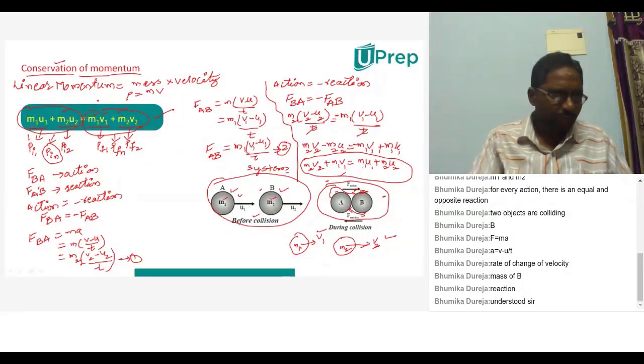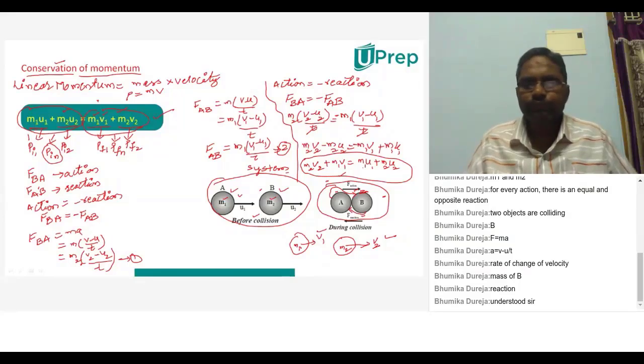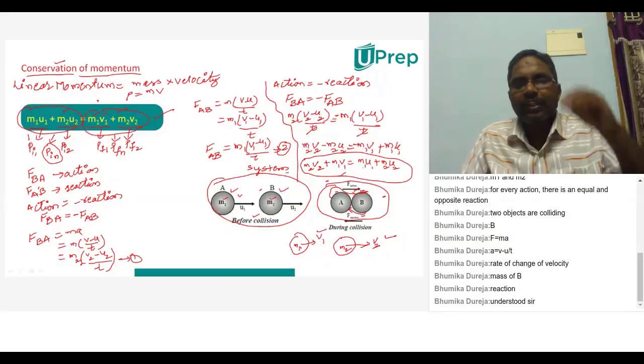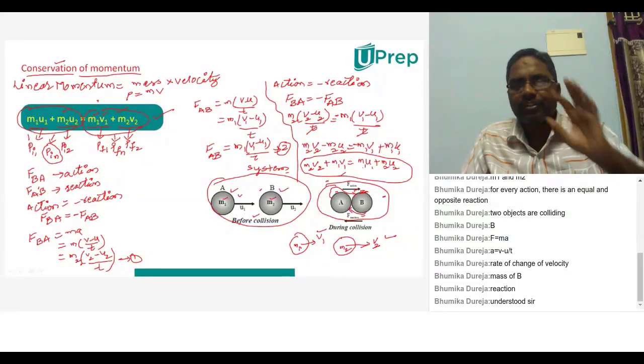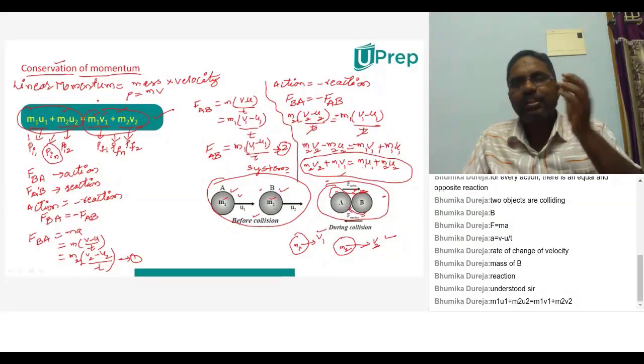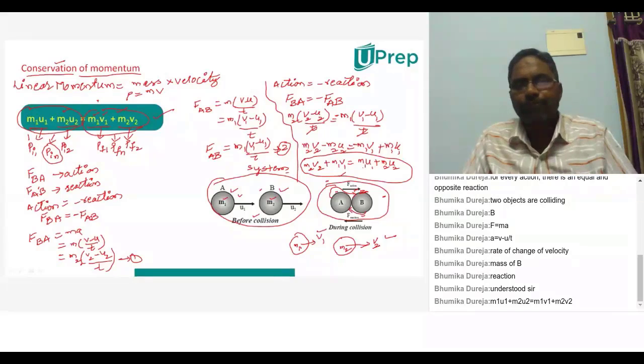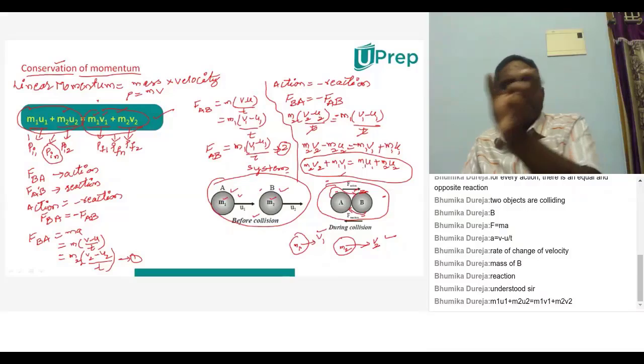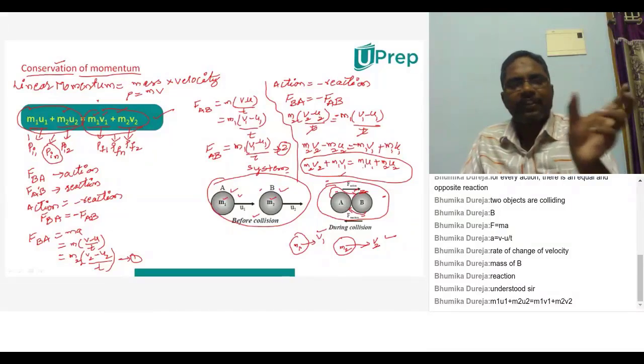Tell me what is M1 U1 plus M2 U2? M1 U1 plus M2 U2 is nothing but it is the total momentum of a system, the initial momentum of a total system. And what is M1 V1 plus M2 V2? It is the final momentum of a total system. So initial momentum of a system will be equal to final momentum of a system.